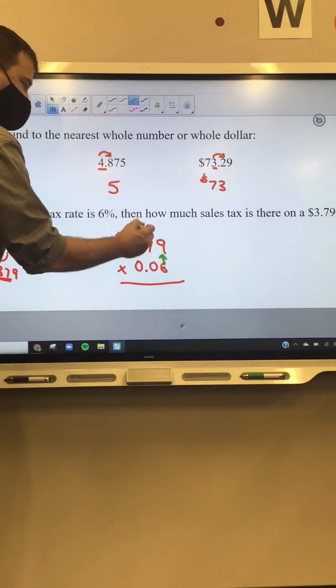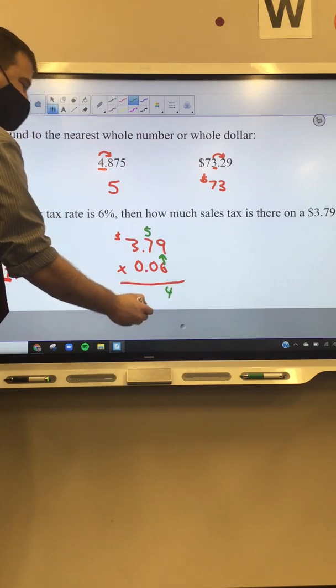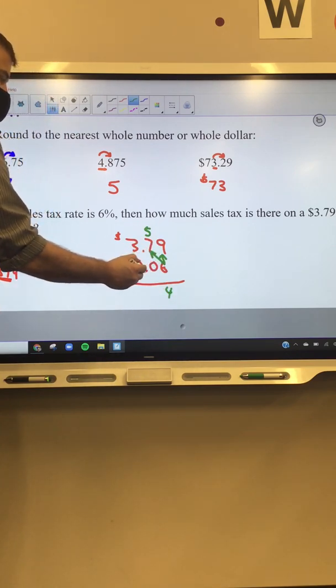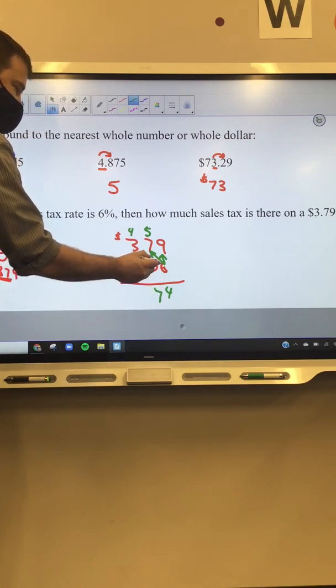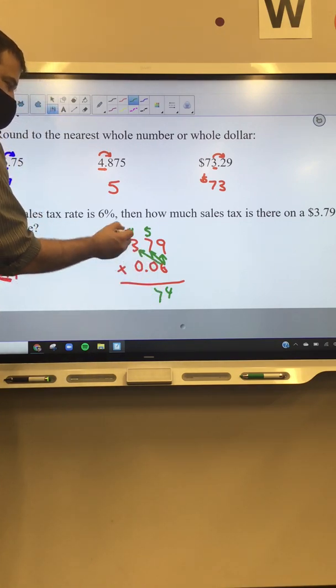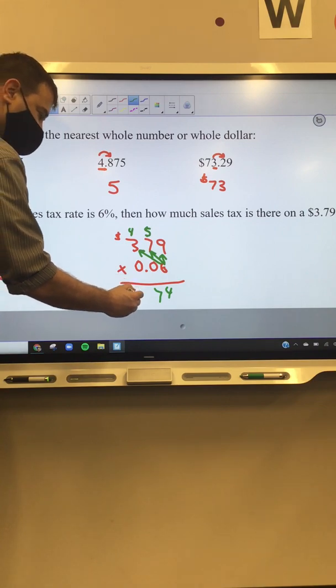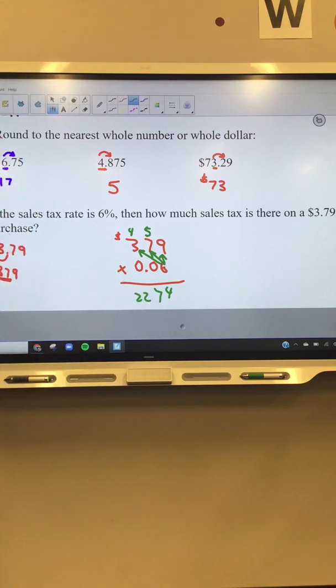I do 6 times 9, which is 54. I do 6 times 7, 42, plus 5 more is going to be 47. I do 6 times 3, which is 18, plus 4 more is 22. 2,274. I think that's a little high, isn't it?